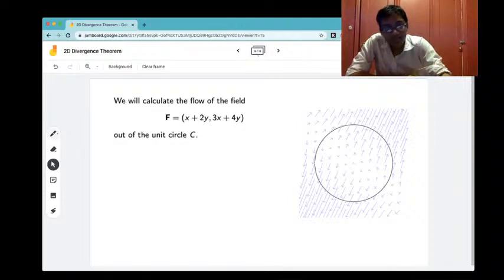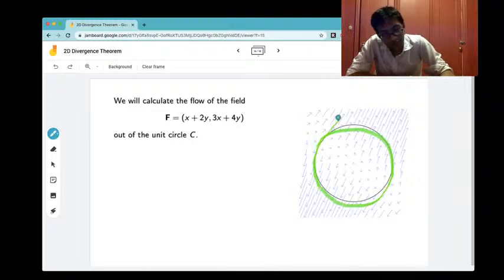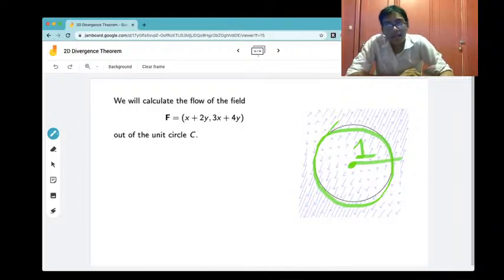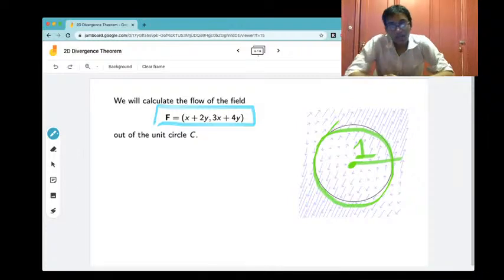At this point I guess it's better to use my actual laptop. So right here is my surface of interest, right? That's my surface of interest. It looks like a circle, and we're told that it's a unit circle, so it has a radius of 1. I also happen to notice that we have our vector fields given right here.